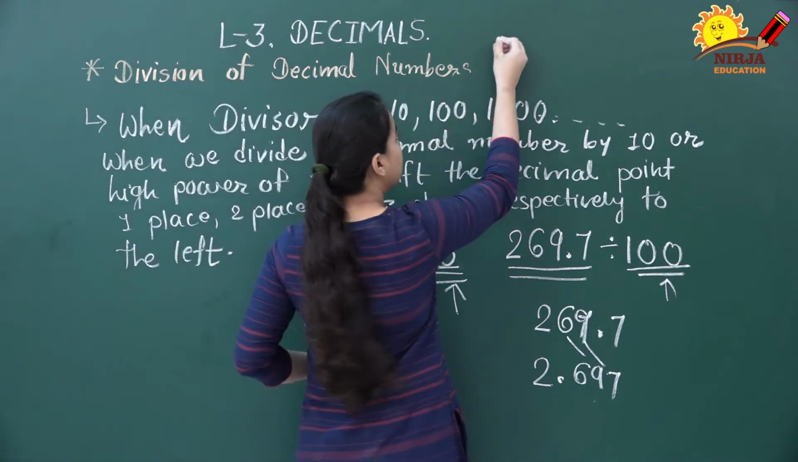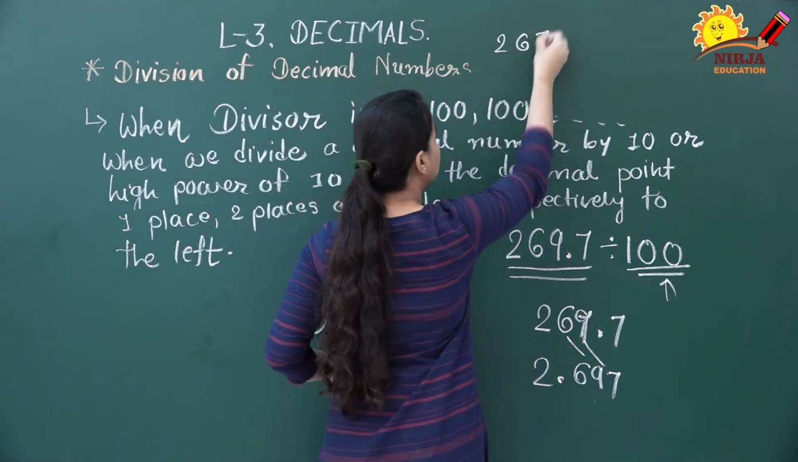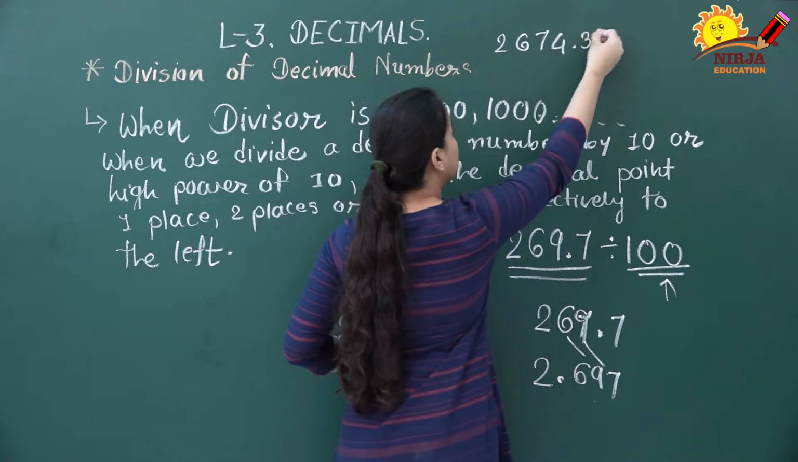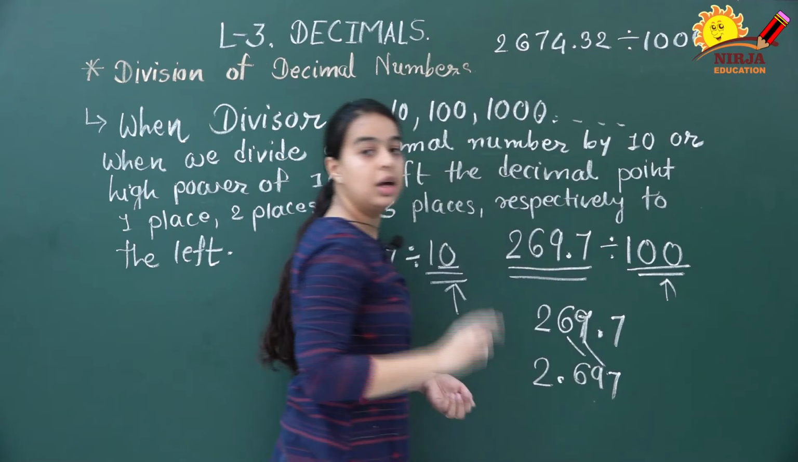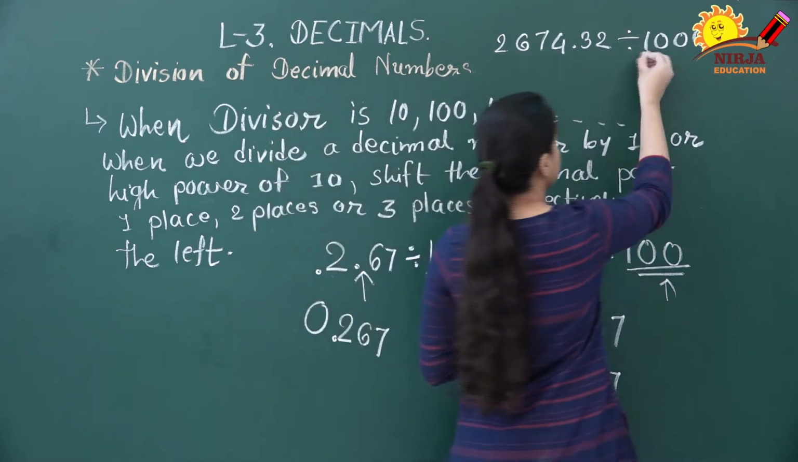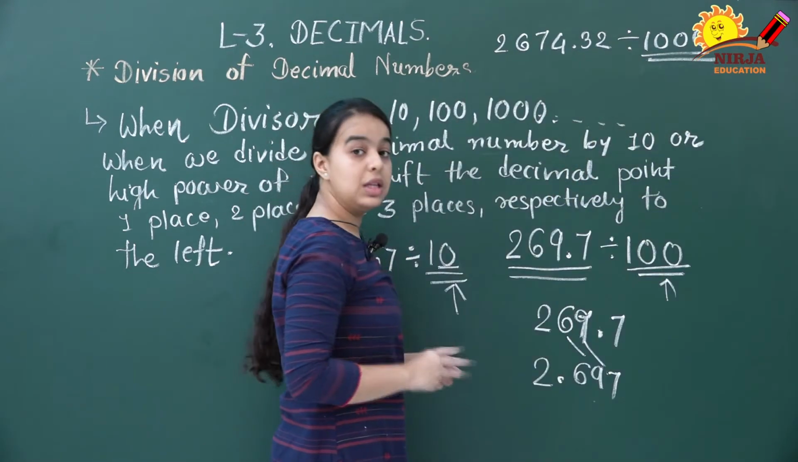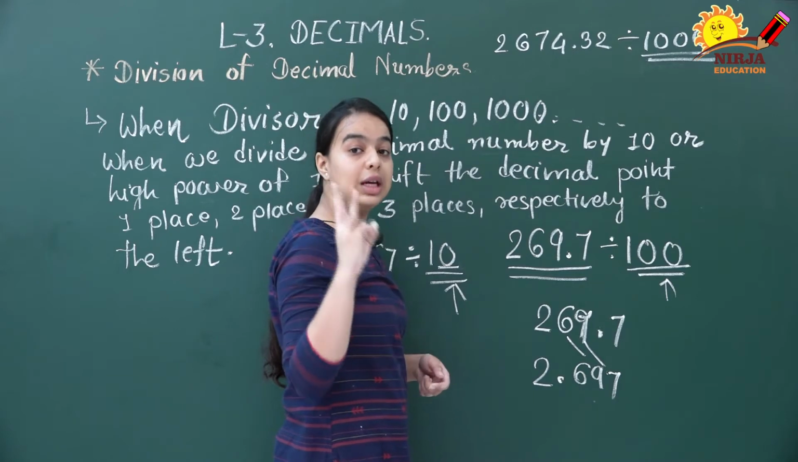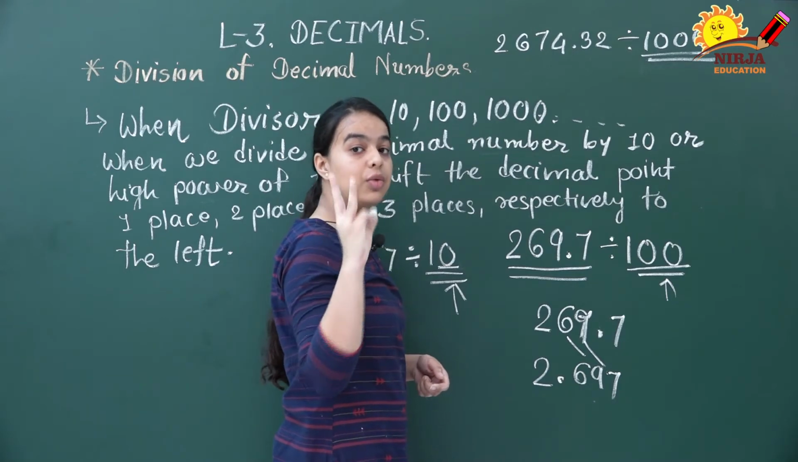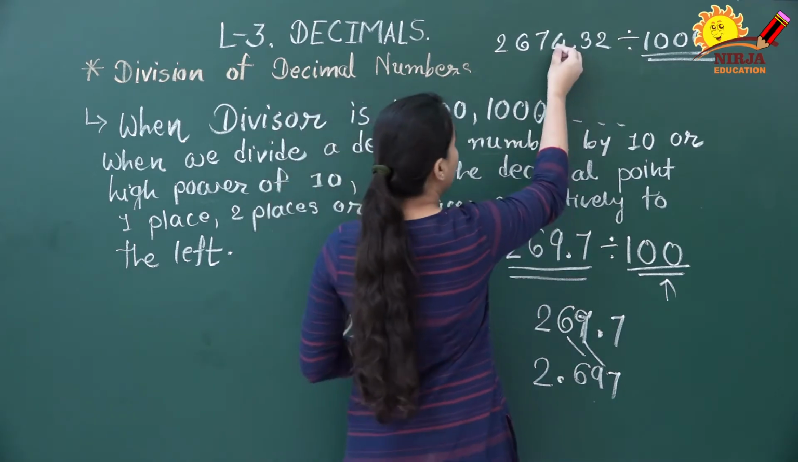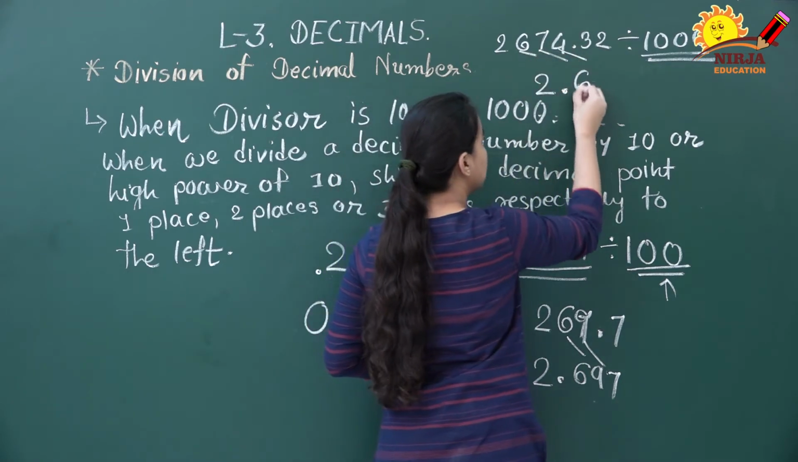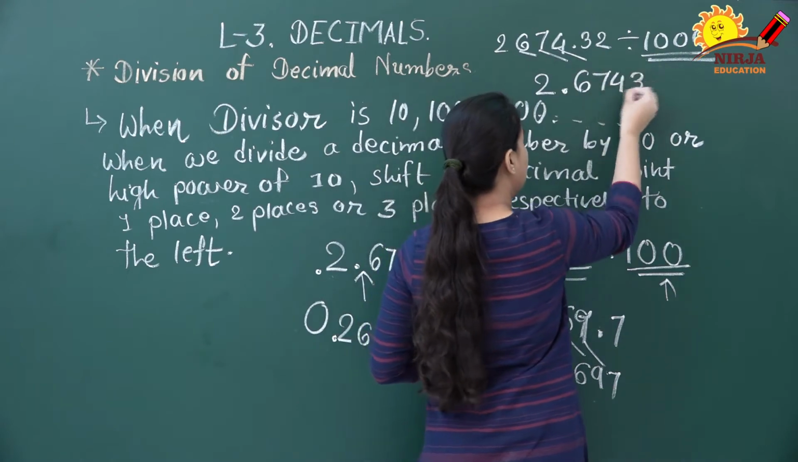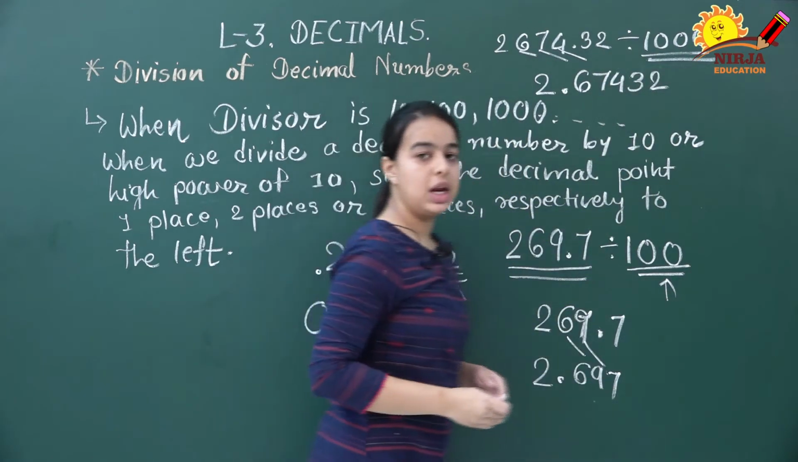Let's take one more example. Suppose we need to divide by 1000. As you can see here, three zeros are there in our divisor. That means we need to shift three places to the left. 1, 2, 3. Our answer will be 2.67432. So this is very easy.